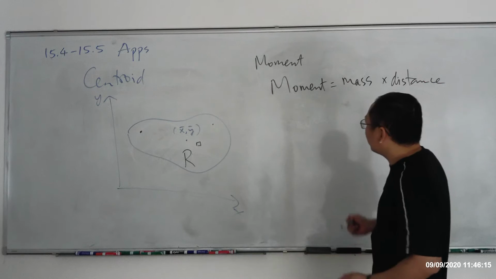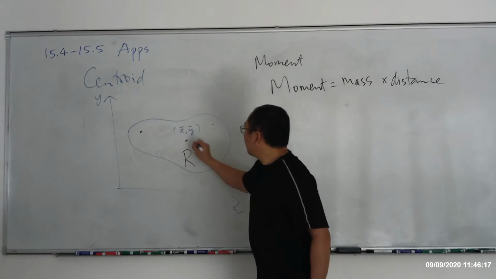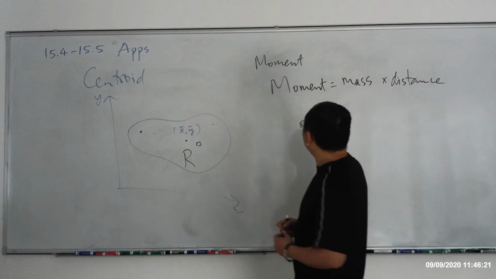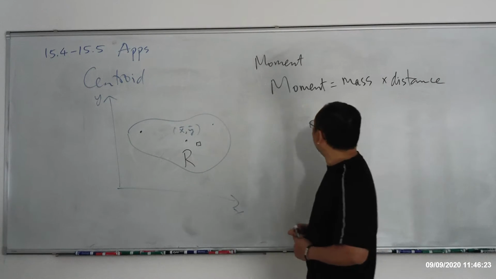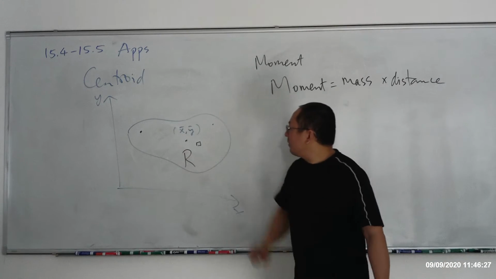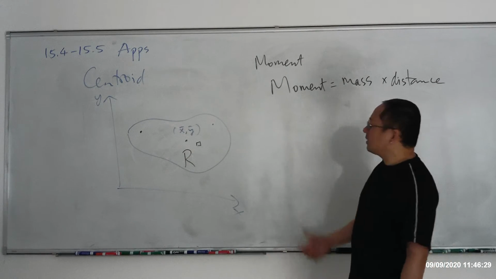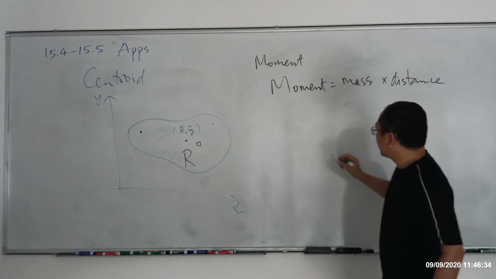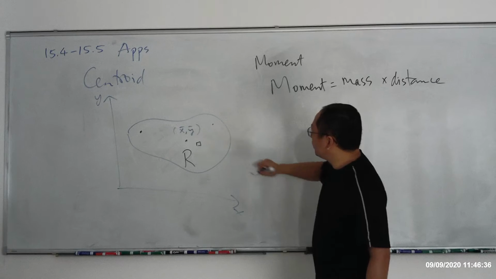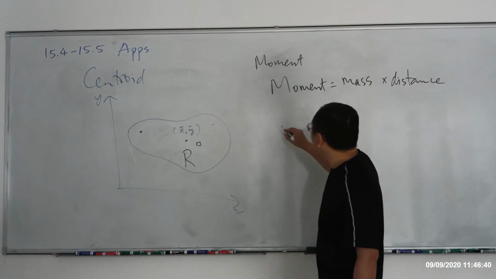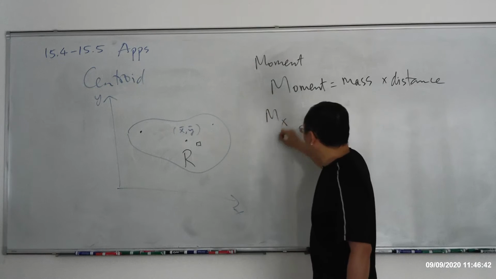Okay, so you want to calculate the center of mass right here. It just means you want to calculate the moments, and you divide by the mass of the object. You're going to have the center of mass. So in here we have two dimensions, so we have to calculate x bar and y bar. So first of all, the moment with respect to the x-axis.